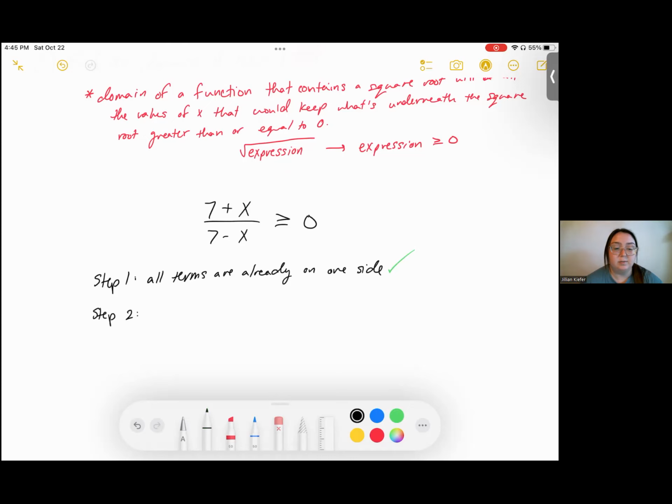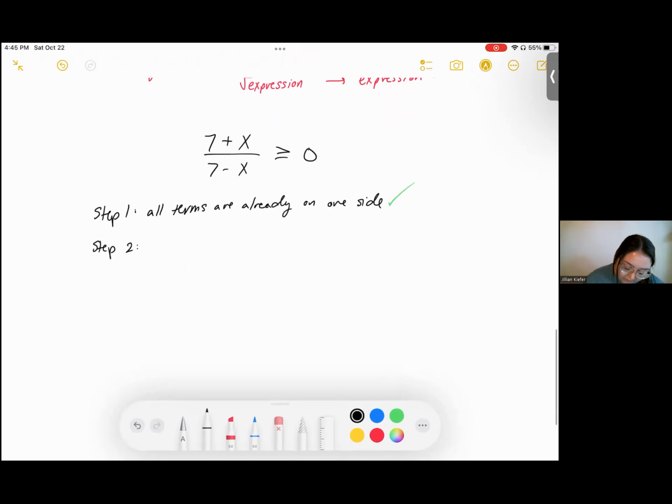Step 2 was to factor. There's no factoring. It's 7 plus x divided by 7 minus x. That's it. There's nothing else to do with that. You don't want to change either one of those to try to match the other one. It's already factored. There's no more factoring. So for step 2, we can say no factoring needed. Put a little check mark on that. But we do want to find cut points.